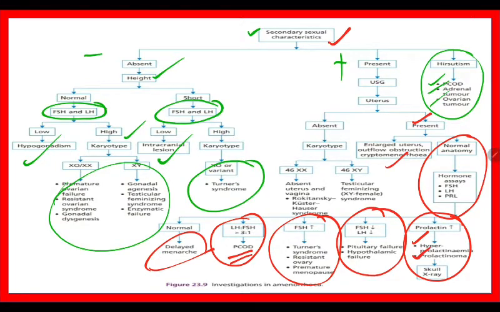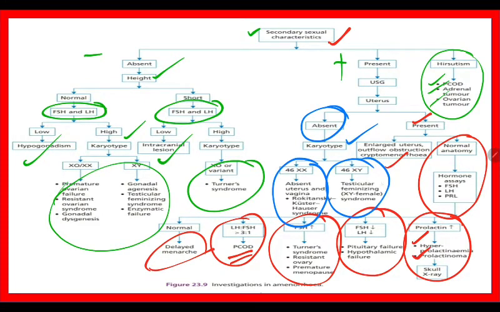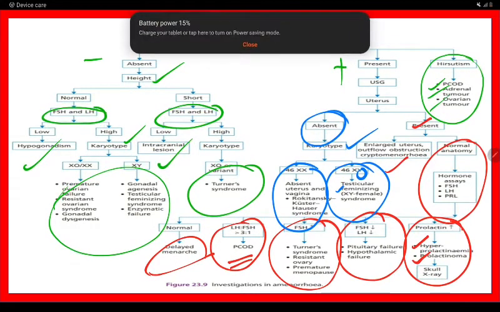Next, if the uterus is absent, directly go for karyotyping. If the uterus is absent, it is Rokitansky-Kuster-Hauser syndrome. If 46XY is present in the karyotyping, that is, a Y chromosome is present, it could be testicular feminizing syndrome. With this basic idea, we are completing the investigations of amenorrhea.